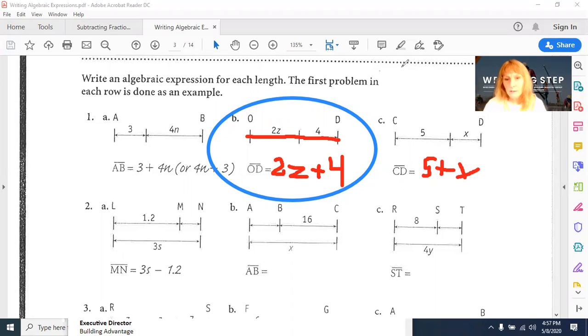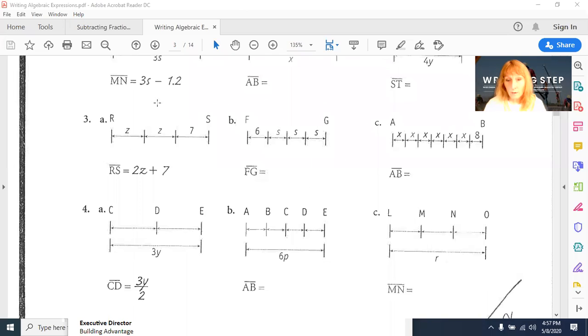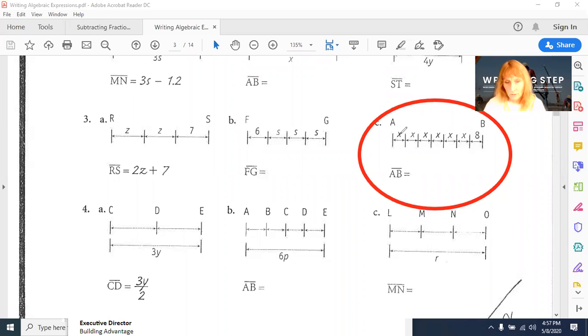Let's take a look at 3C. Getting a little bit harder now. So I'm going to look at 3C right here. And they want to know what AB equals now. So AB equals, well, let's count. How many x's do we have? 1, 2, 3, 4, 5, 6 x's, right? So 6 times x plus, what's this one? 8. Right, 6x plus 8 is what's being modeled there for us.